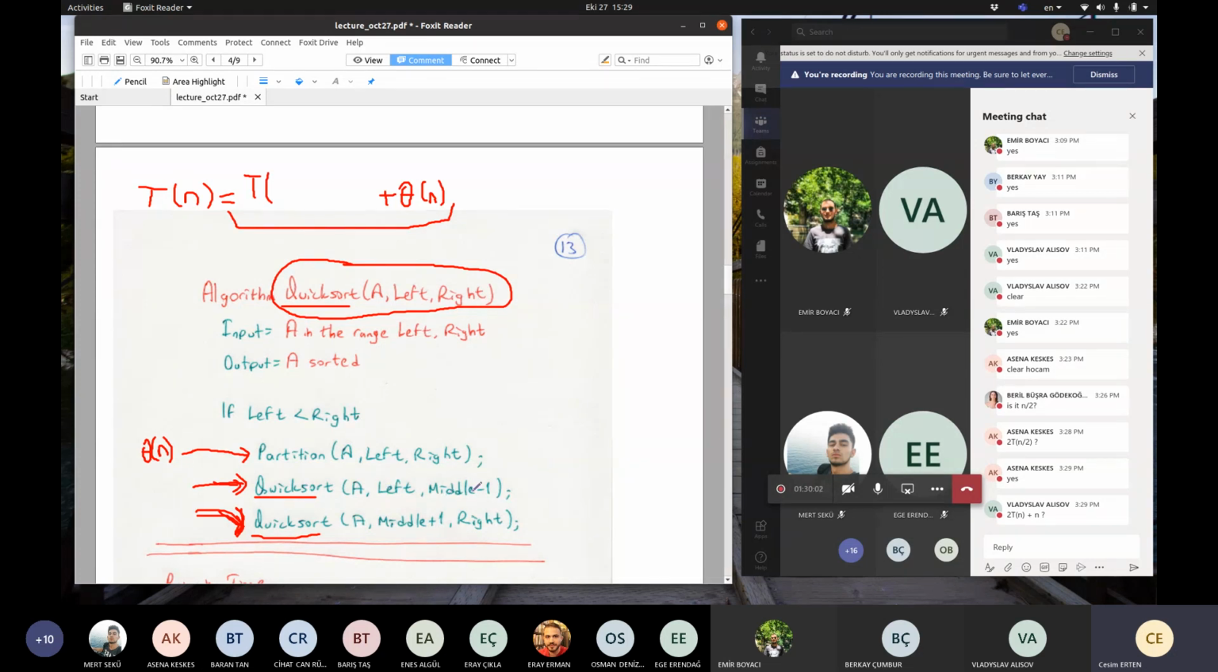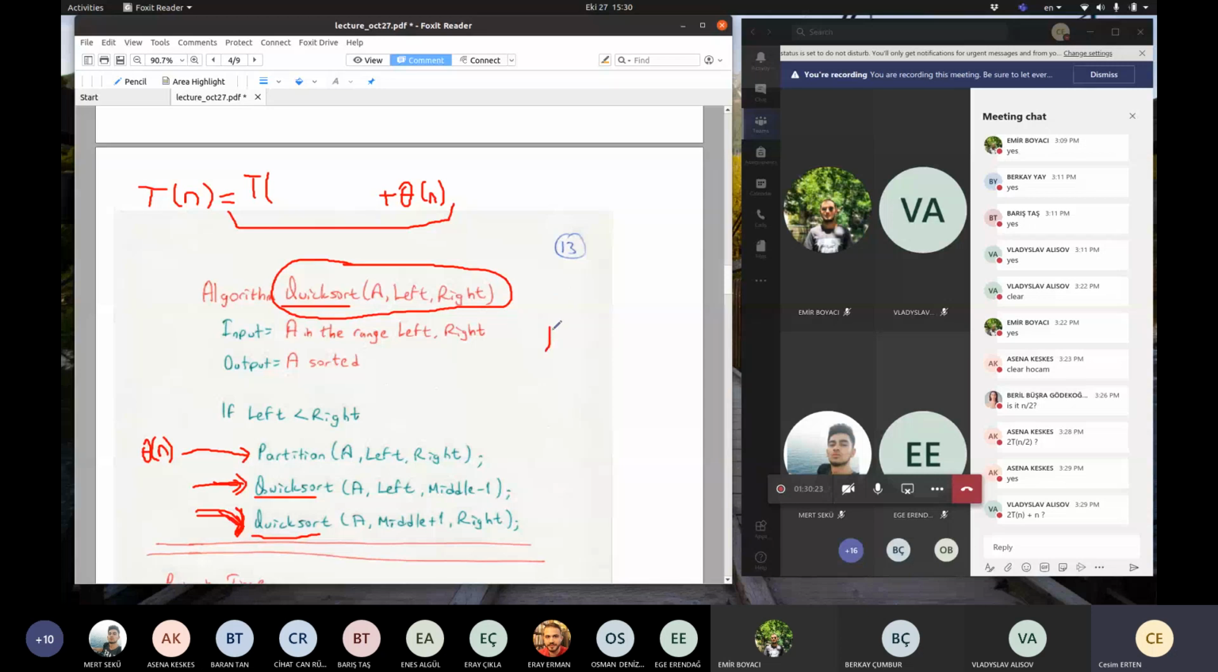If the size of this subarray that quicksort will work on was n divided by 2, or in other words, if the middle was actually exactly the middle of the array, then you're right. This would be T of n divided by 2.